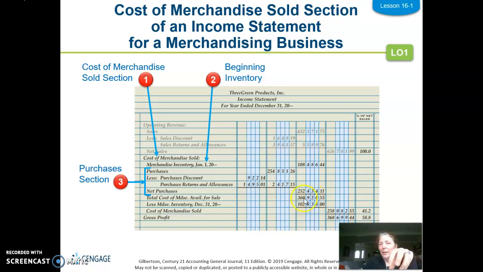So that's from the balance sheet or the adjusted trial balance number. So I had $360,000 available to sell. All I have right now is 102. So that difference has to be what got sold because I don't have it anymore. So $258,082. So that's the cost of my merchandise sold. So I take net sales minus that, and I get gross profit related to the product alone, 58% I'm making.